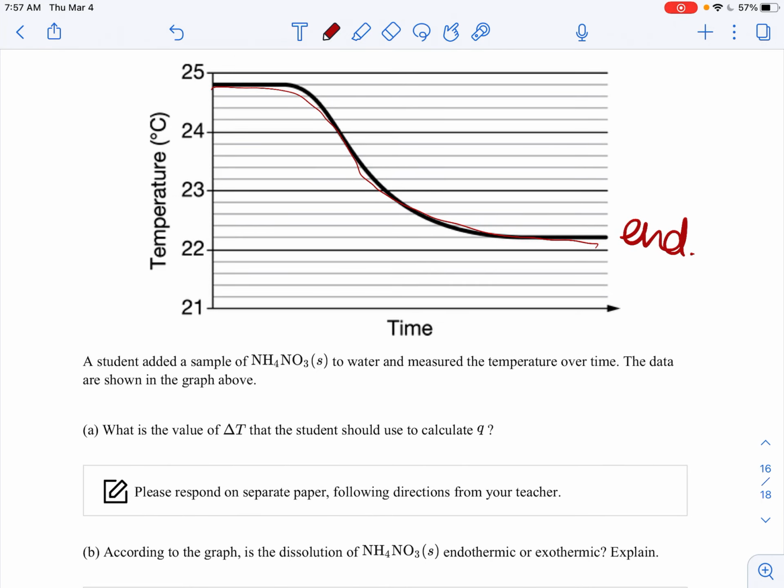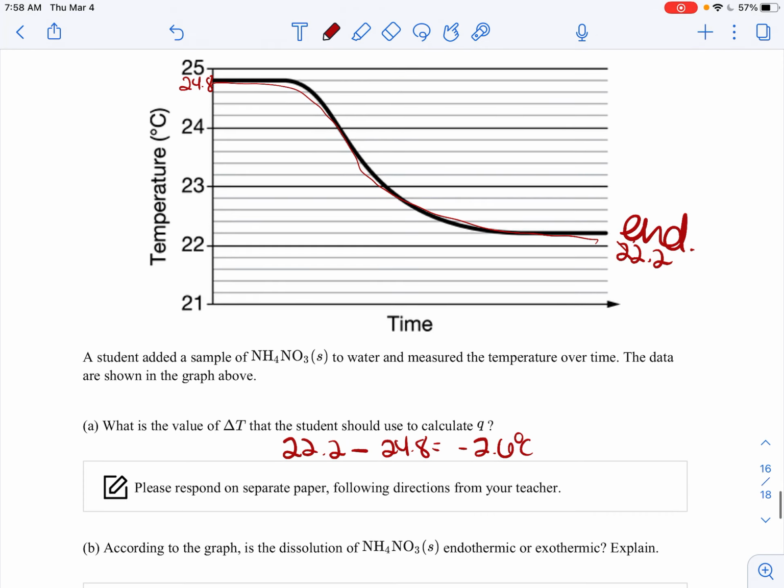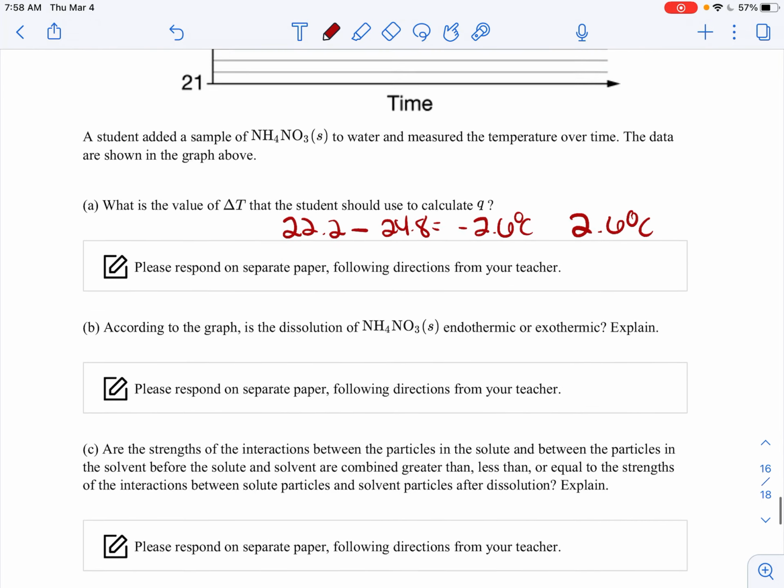So delta T is final minus initial. Now the initial was 24.8, and the final was about 22.2. So final 22.2 minus initial 24.8 will give us negative 2.6 degrees Celsius. It said on there that they would accept negative 2.6 or 2.6 degrees Celsius, either one.